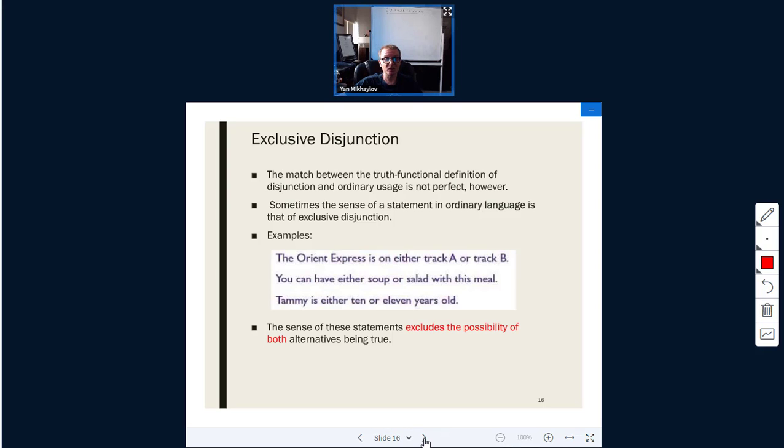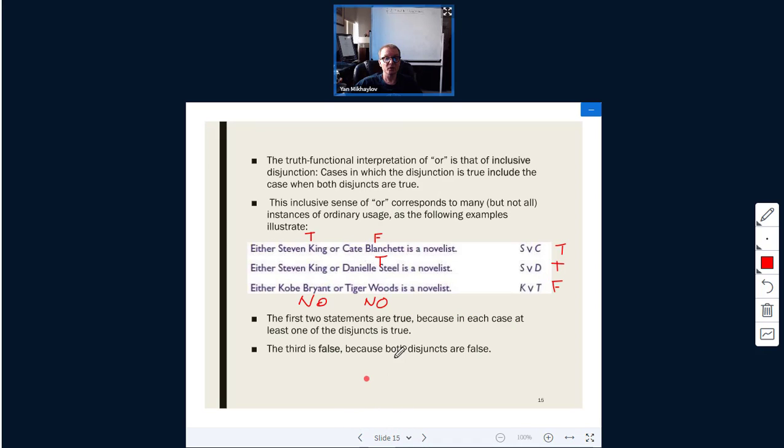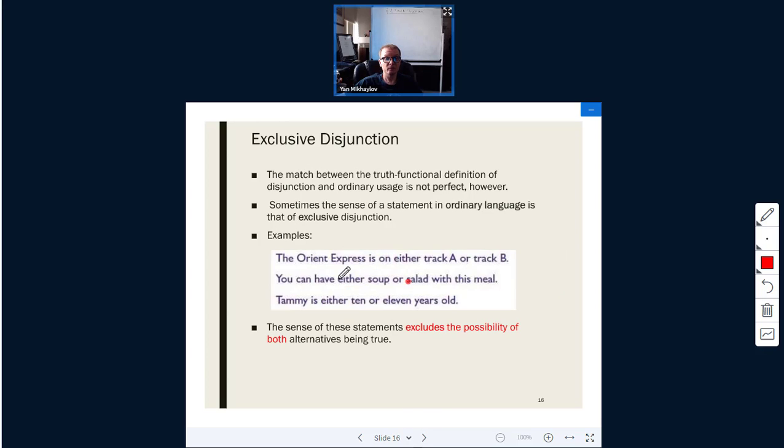In some cases in language, you can have what is known as exclusive disjunction. Something like that: Orient Express is either on track A or track B. What is the difference with the previous example? Well, the difference is, unlike with Stephen King and Danielle Steele, the Orient Express cannot be simultaneously on track A and track B, right? So it cannot be both true. It's impossible. So what do we do in this case?